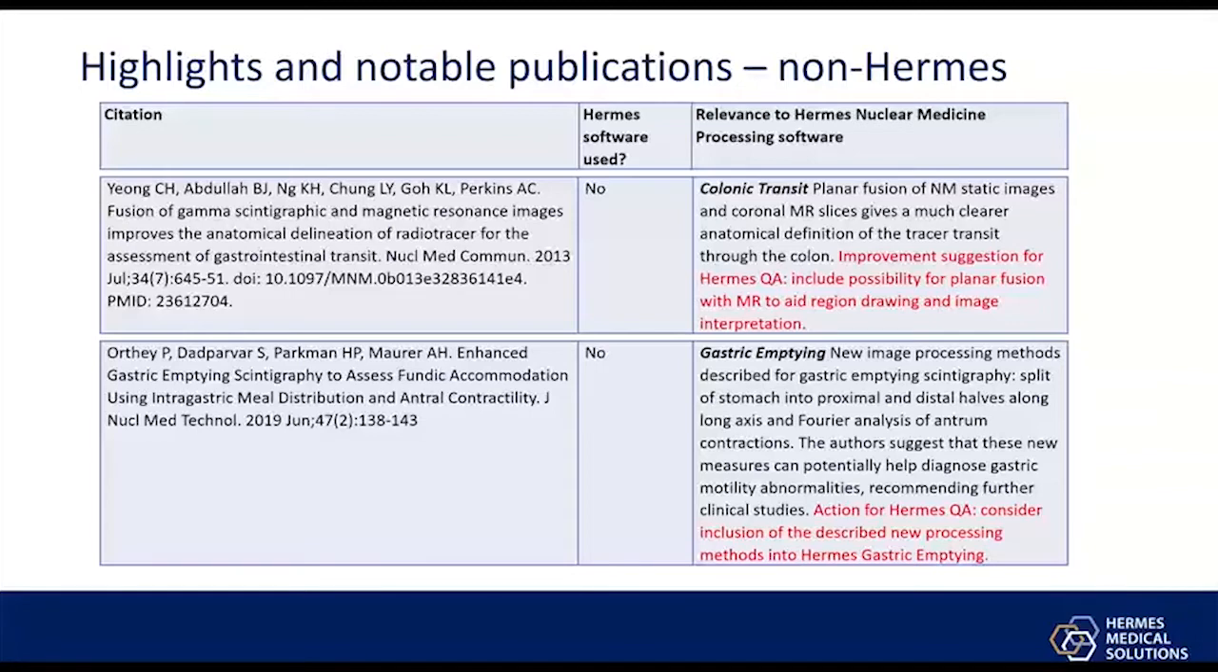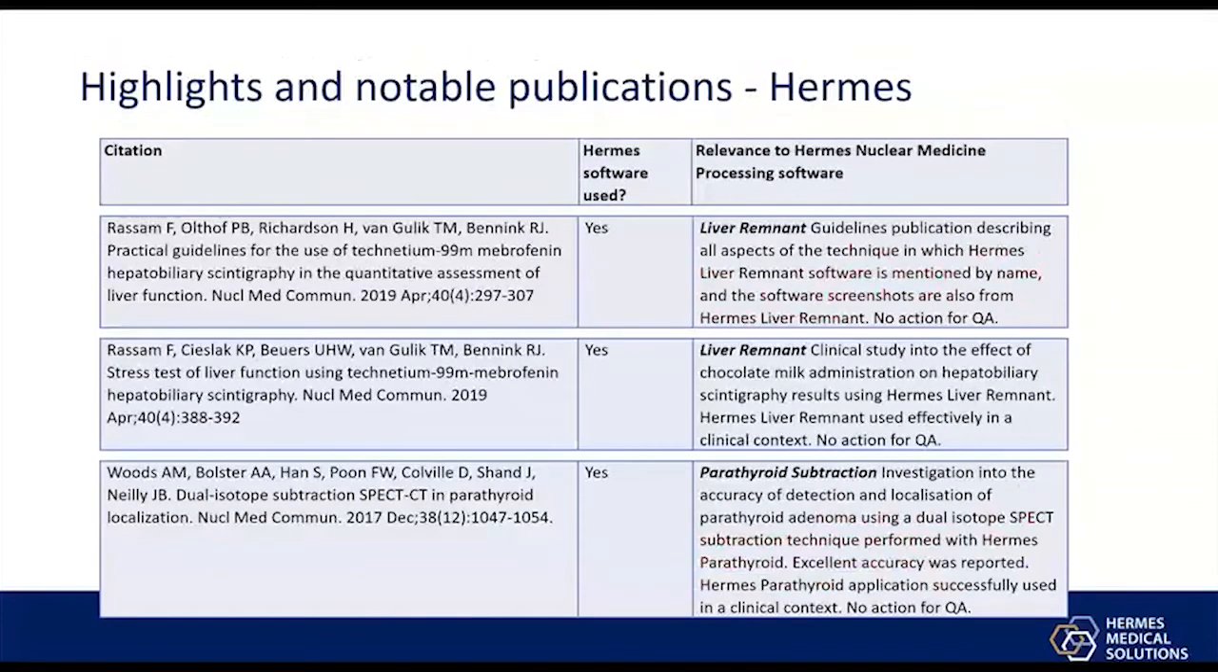And then a really interesting gastric emptying publication here as well. They describe quite a detailed analysis of the dynamic stomach acquisition that they do. They describe splitting in half the stomach, so proximal and distal halves, and they do Fourier analysis on the antrum contractions. Wow, this has gone way beyond what we do currently in gastric emptying. And they say that this helps diagnose gastric motility abnormalities. It's interesting stuff.